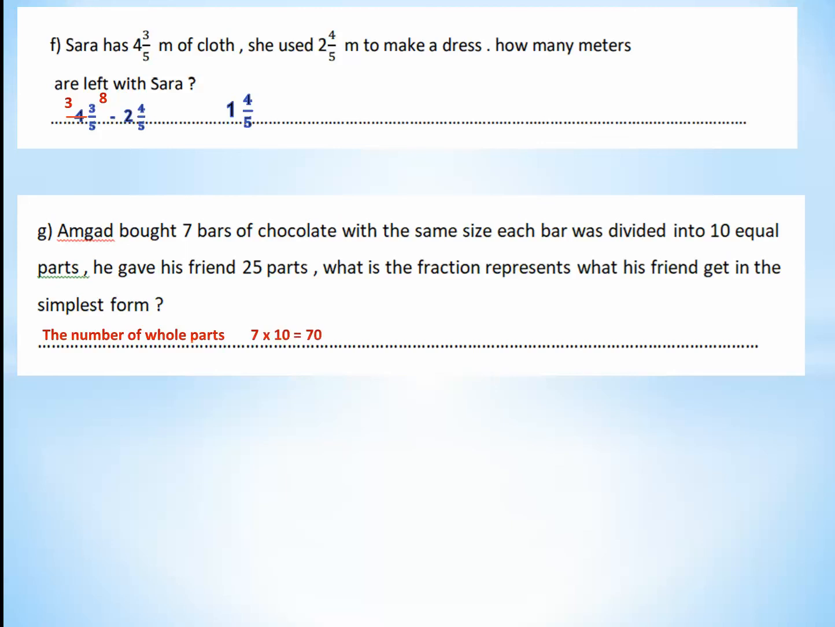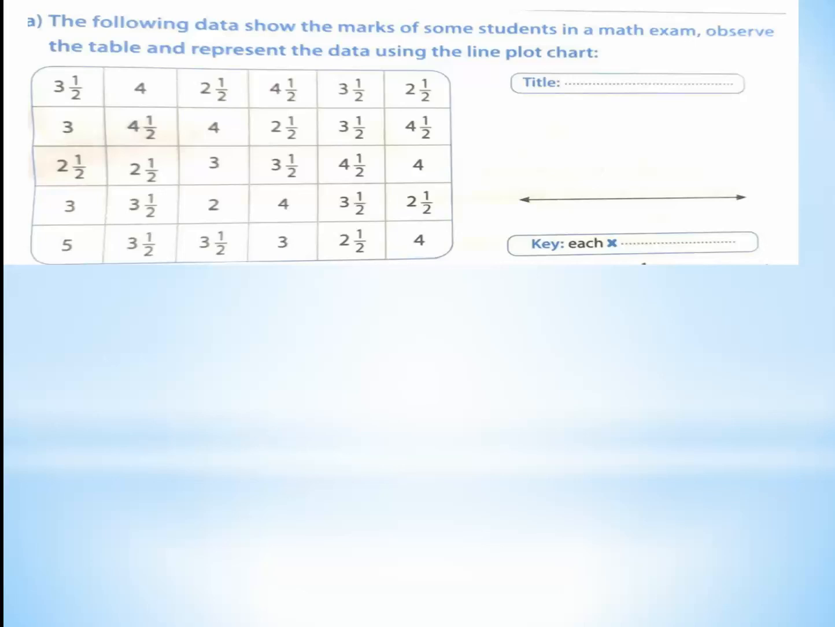So the fraction which represents the share of his friend will be 25 over the total number of whole parts, which equals 70. And he wants to make it in simplest form. These two numbers are multiples of 5, so divided by 5, it will be 5 over 14. Okay, let's revise the graph.